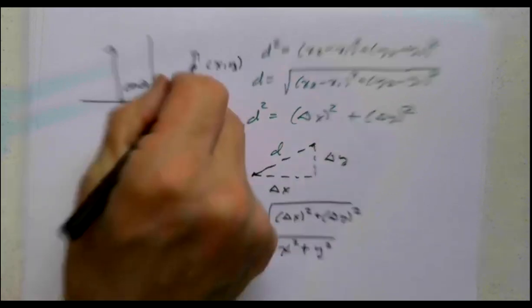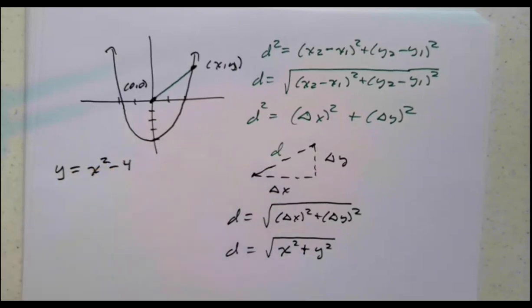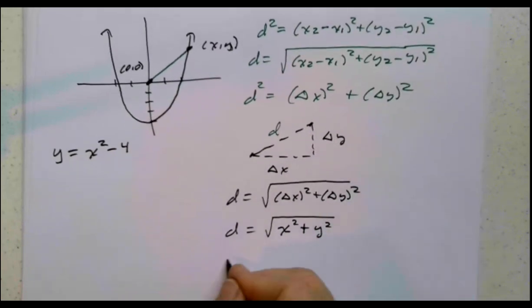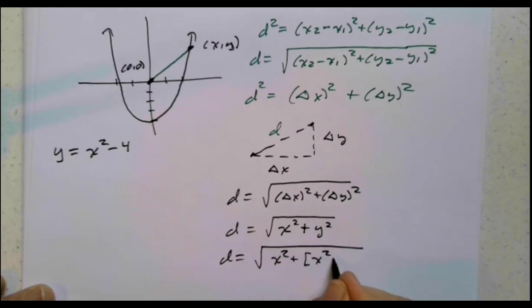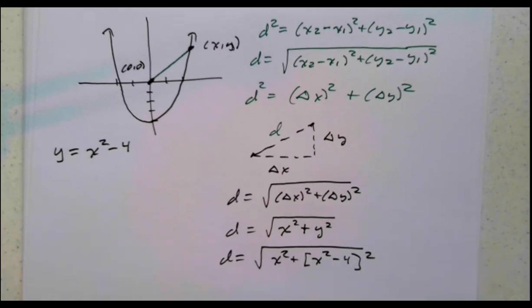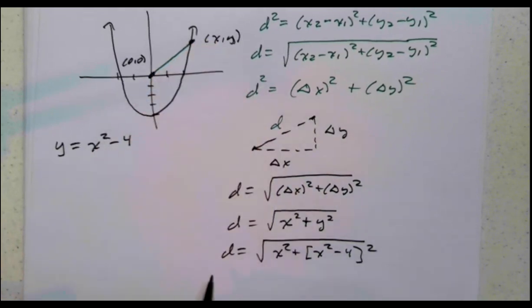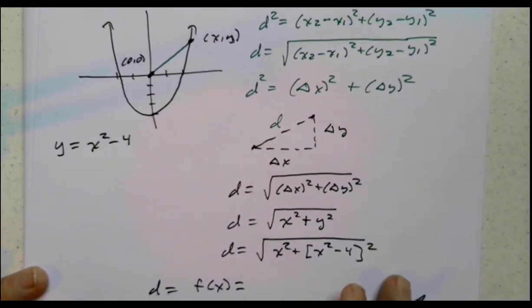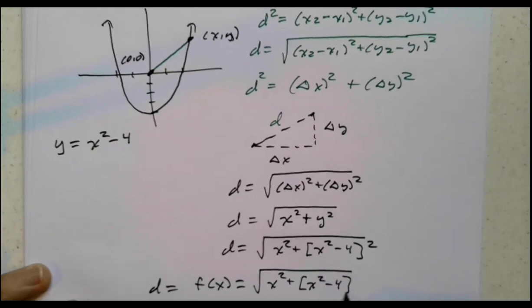But remember that this parabola is defined by the rule y equals x squared minus 4. So I can rewrite my formula as d equals the square root of x squared plus y squared, which is x squared minus 4 squared. And this should give me a function, which will tell me the distance from the origin to any point x, y, just as a function of x. So the distance will be a function of x, which we're going to do some analysis with, which again is the square root of x squared plus x squared minus 4 squared.